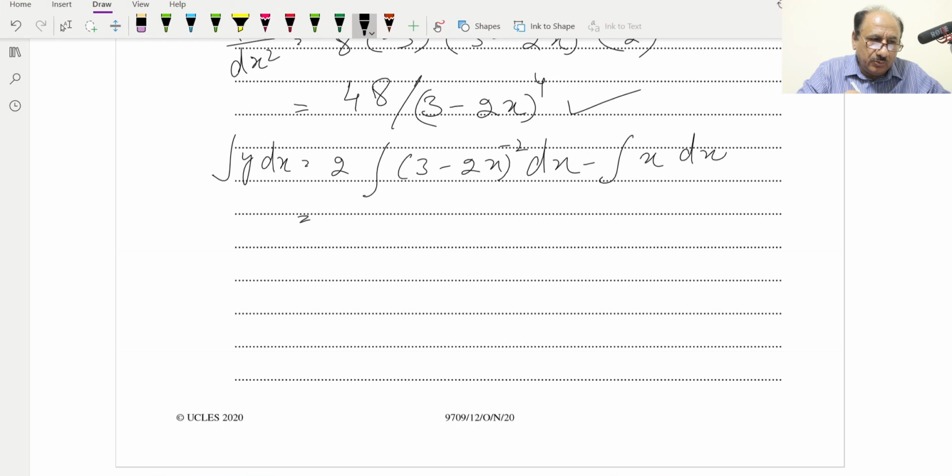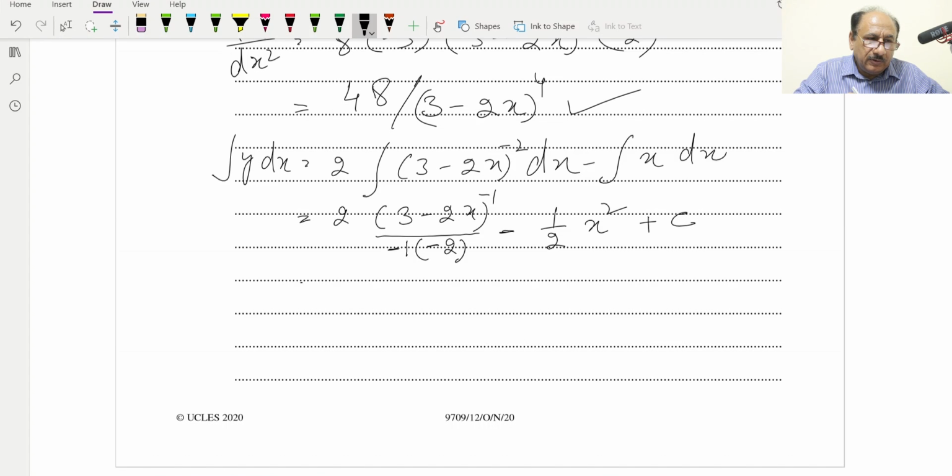This will be equal to 2 as it is, and this will be (3 minus 2x) raised to the power minus 2 plus 1, which is minus 1, divided by minus 1 into the derivative of this, which will be minus 2. Whatever is inside has derivative minus 2. Similarly, minus the integral of x will be x squared over 2, plus the integral constant c.